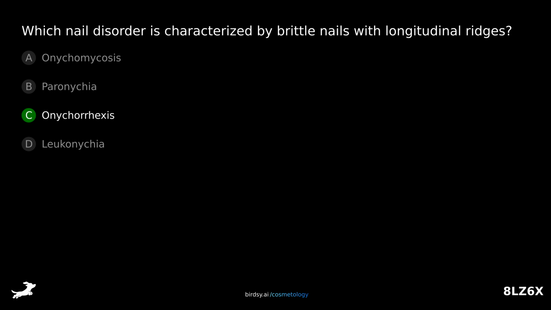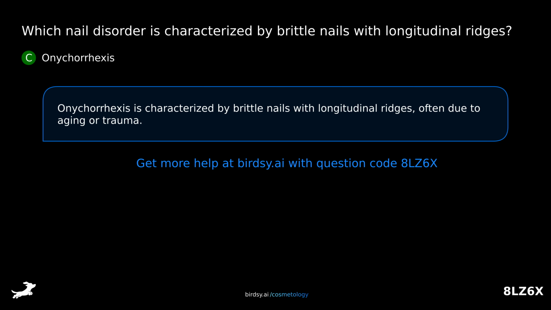The answer is C, onychorrhexis. Onychorrhexis is characterized by brittle nails with longitudinal ridges, often due to aging or trauma.